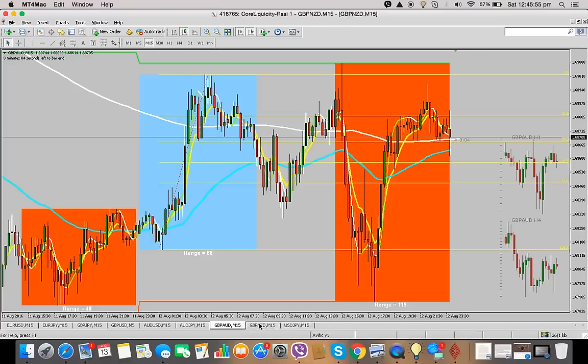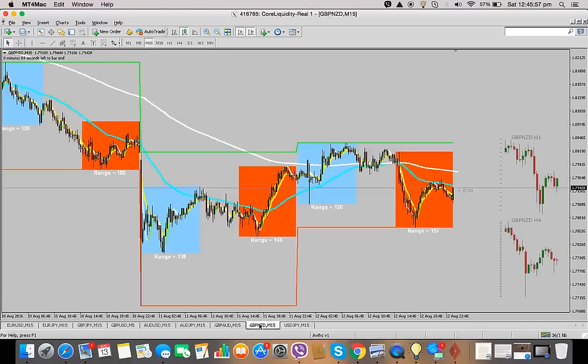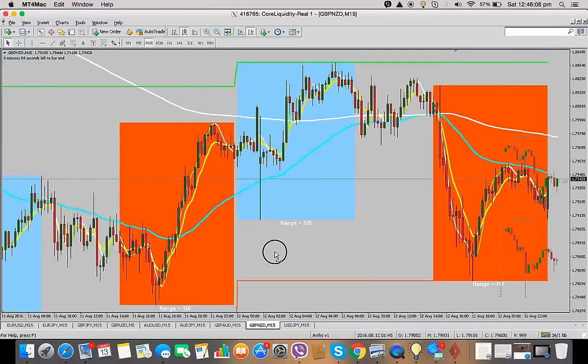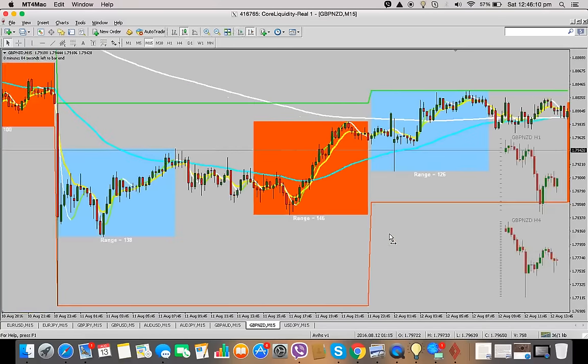Now, just quickly, something I wanted to show you. Okay, here, pound NZD. Say for instance you've got a W pattern or a double bottom formation that's happening here, and we are here somewhere. You're looking to see where the market's going to most likely bounce back from.